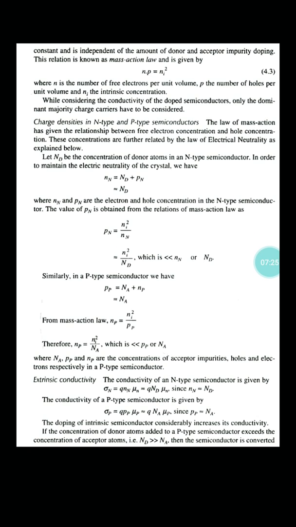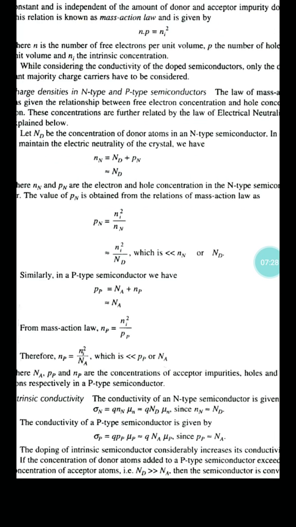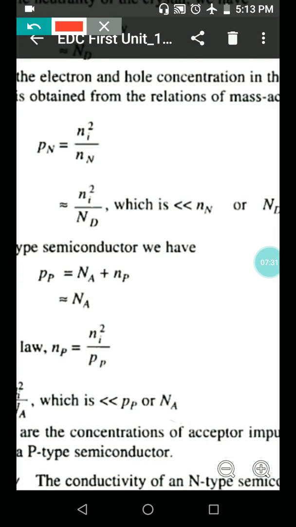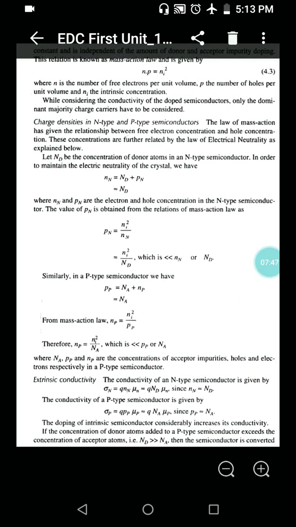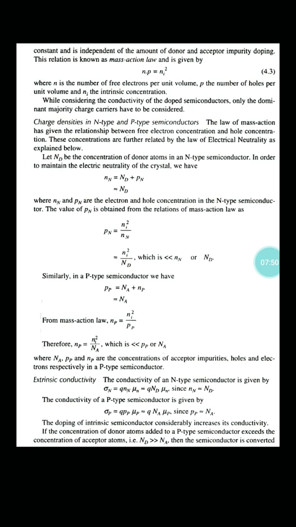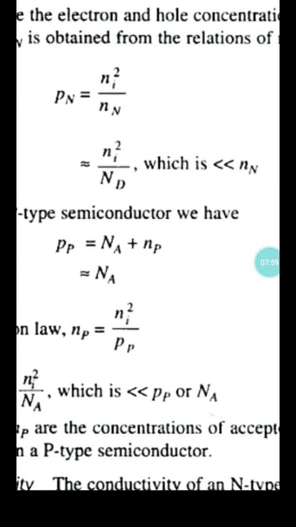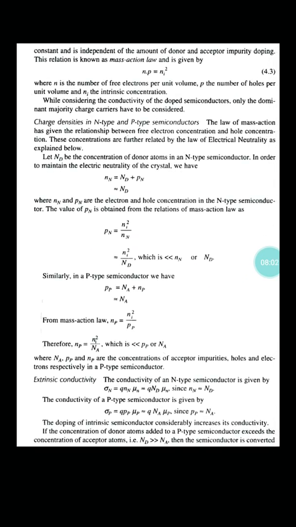Similarly, we can expect the same expression for the p-type material. We can derive the same. See here, I underline: Pp is equal to Na plus Np, because it is a p-type semiconductor. Why do I write Na here? Na means acceptor concentration. Now Pp is equal to Na plus Np, so you can neglect the Np value. So finally Pp equals Na. From the mass action law we can write Np is equal to Ni squared by Pp. These two are the charge densities in N-type and P-type semiconductors. Very important question, a 2 marks question also.